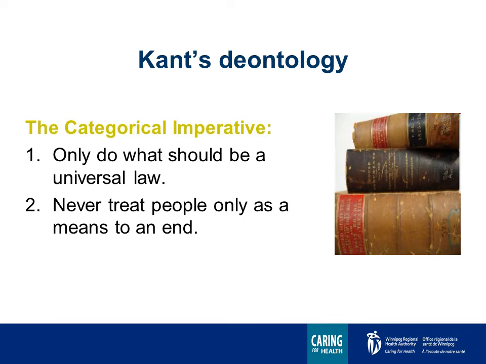The second rule is never to treat people only as a means to an end. This is a direct response to the utilitarians who feel like it's okay to sacrifice one for many. The ones who are sacrificed are being used as a means to the happiness of the others. Kant said this is wrong and immoral because it fails to treat all people with respect. These rules are principles that can help us determine if something is right or wrong.